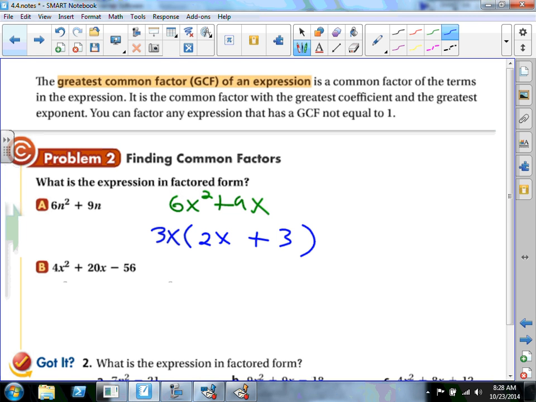Now, I know the phone ringing's bothering some people. I'm just going to let it ring. They'll come up and get me if it's real important.